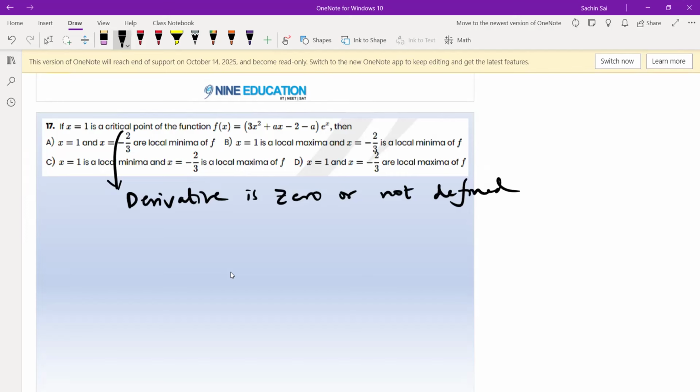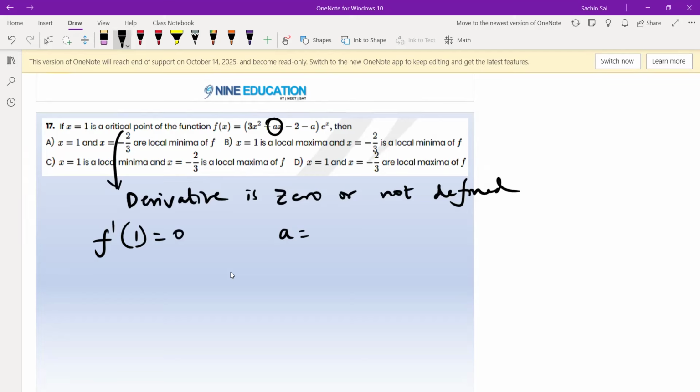And here we have an algebraic function multiplied by an exponential function, which means the derivative will be defined, right? Because polynomials are differentiable, exponential functions are differentiable, which means the condition we are trying to apply here is that the derivative of the function should be 0 at x equals 1. So that means f dash 1 equals 0. If you apply that condition, you will get the value of a, right? And then you can check for local minima, local maxima, right?